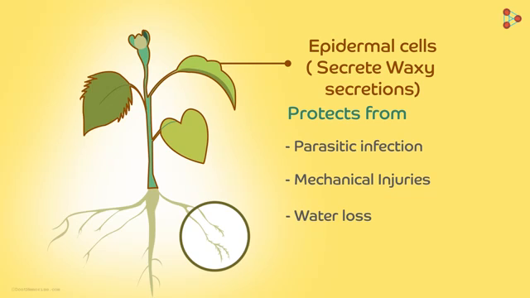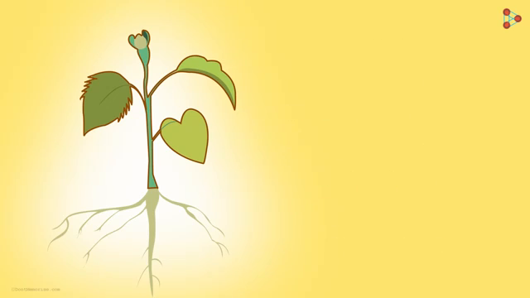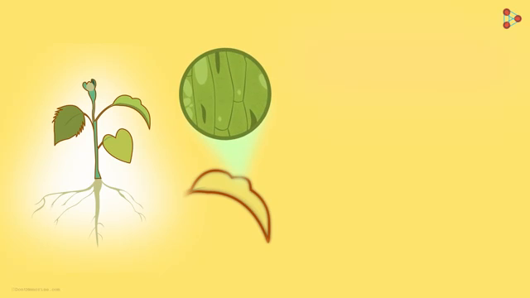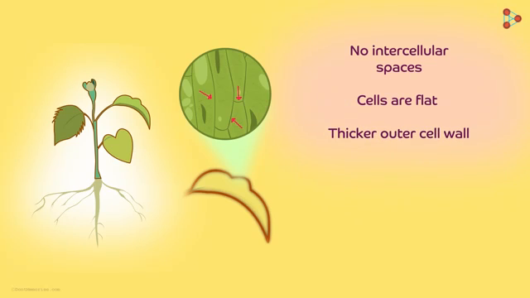These are also the modifications of the epidermal cells, which help in increasing the surface area of absorption. Talking about their structures, now since they are forming a protective layer, it is obvious that they do not possess intercellular spaces. Also, the cells are very flat in appearance and possess a comparatively thicker outer cell wall.